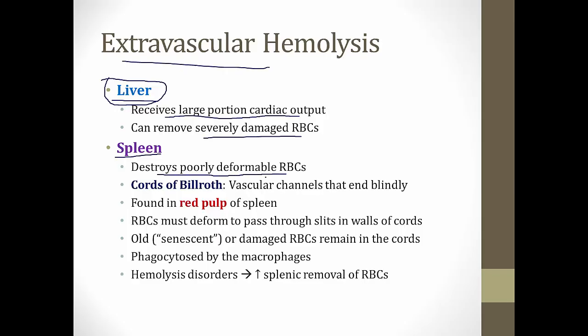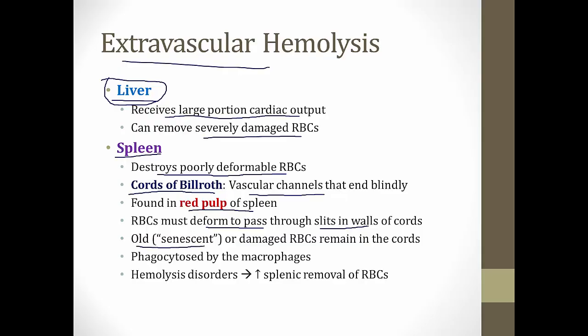There are structures inside the spleen called the cords of Billroth. These are vascular channels that end blindly. They're found in the red pulp of the spleen. I'll show you a picture of that in a minute. So under normal circumstances, red cells have to deform to pass through slits in the walls of the cords of Billroth. Only the young and healthy red cells are able to deform in this manner.